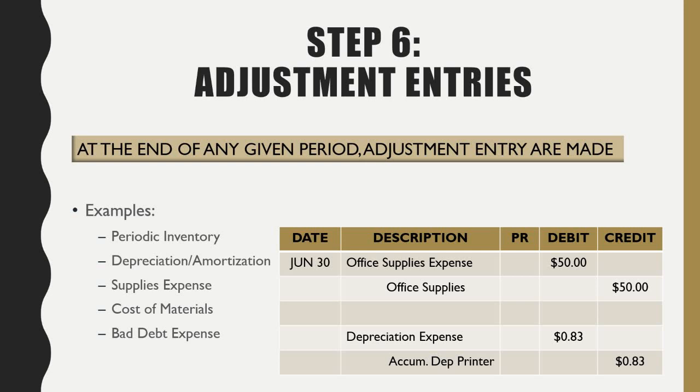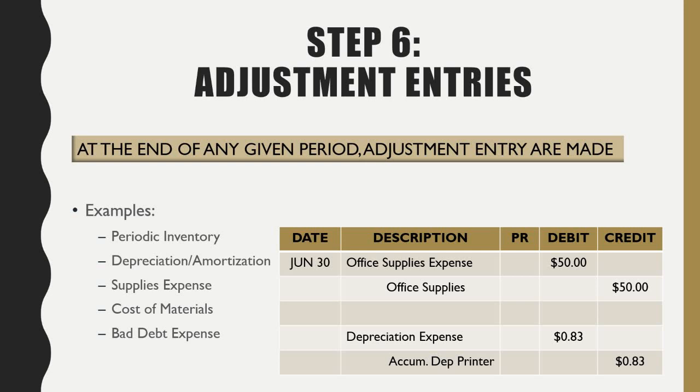Okay, so we're going to be looking at adjusting our supplies, like how much supplies do we have left. And then lastly, cost of materials, which is the same thing as using your supplies. And then bad debt expense is going to be one of them. So remember when we had the allowance accounts, right?